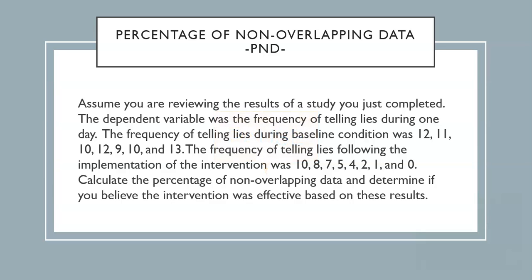Because the study was aimed at lowering the dependent variable, you would look for the lowest level of performance during baseline, which is 9. Baseline condition, 9 is the lowest. Therefore, you would want to go on to examine the 8 data points during intervention, and you would find that only 1 data point in intervention is higher than 9. Therefore, 7 of 8 intervention data points are non-overlapping, which yields a percentage of approximately 88% of non-overlapping data.